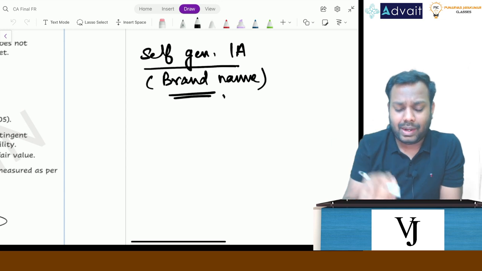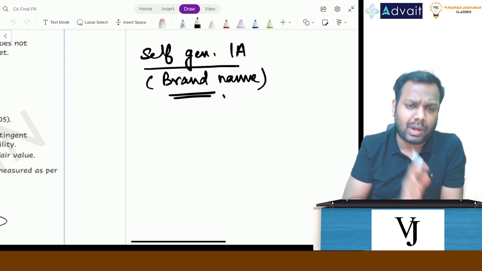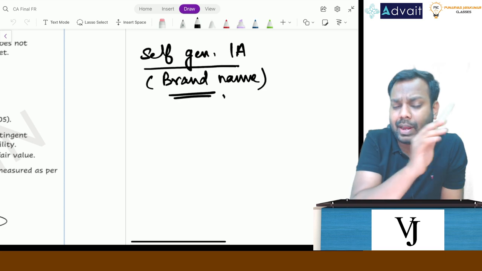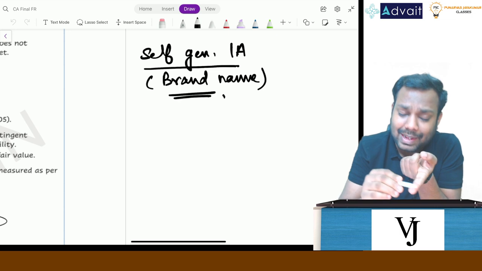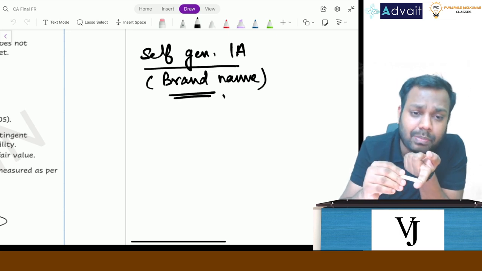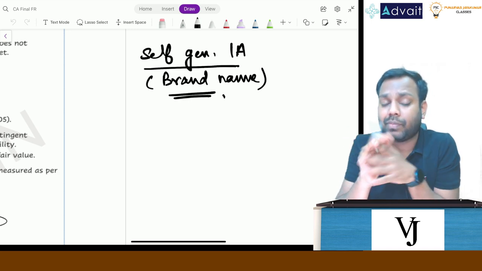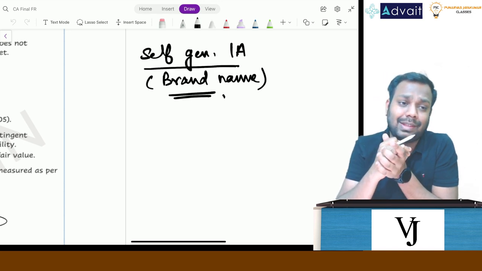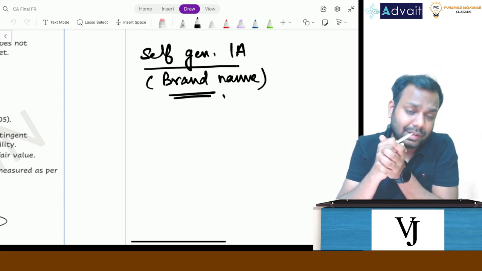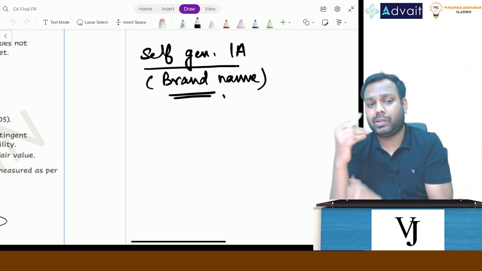Definitely it's an intangible asset. It's identifiable, it's non-monetary, it doesn't have any physical substance, so it's intangible. It qualifies all the definitions of an intangible asset. But still, it cannot be recognized in the financial statements. Why? Because though this intangible asset has future economic benefits, there is no cost associated with it. The cost cannot be measured reliably, hence we cannot recognize it. So basically the reason for not recognizing this brand name is that it doesn't satisfy the recognition principle of cost being measured reliably.